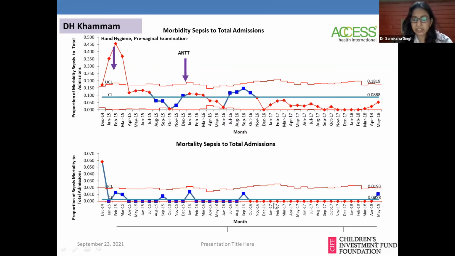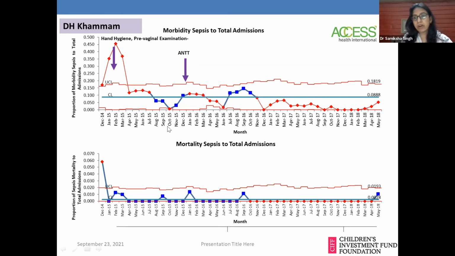Although we do not see much reduction in mortality as such because it was anyways very low, you can clearly see in the last 1.5 years there were no high peaks, which says that the practices were sustained and contributed to reduction in mortality also. So this is one example of surveillance being done in District Hospital Khammam SNCU, linking it, marking when the interventions were done. I hope you understand what we mean by surveillance and how it can be useful.